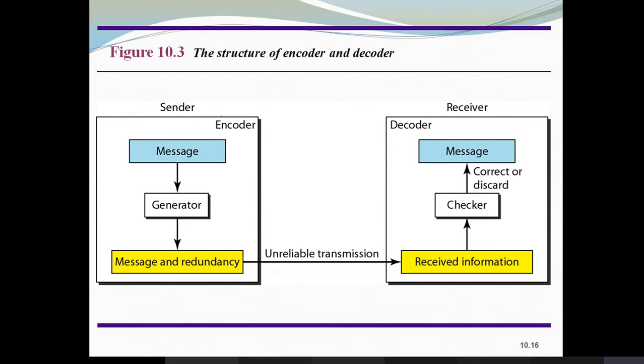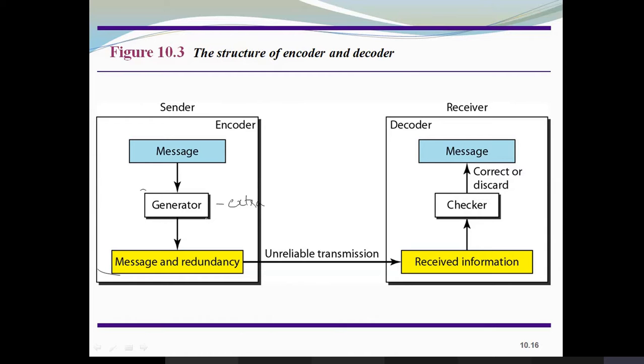So how is encoding done? Consider this is a sender machine. The sender wants to send data; there is a message. This message is sent to a separate module called the generator. The function of this generator is to identify what extra bits should be added according to the given data. So here the major role comes.